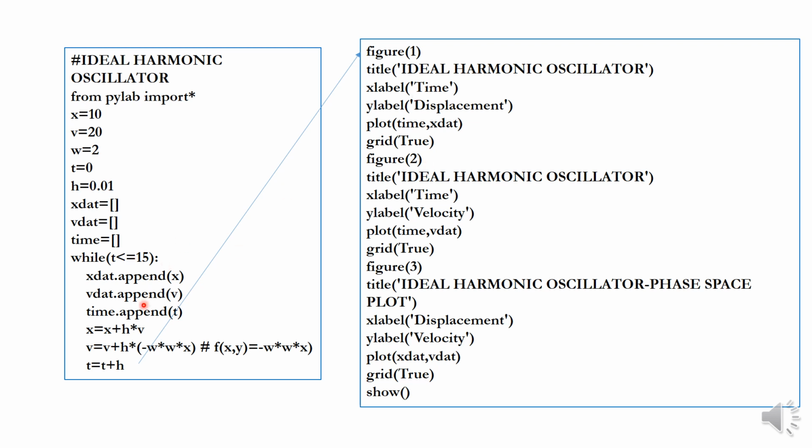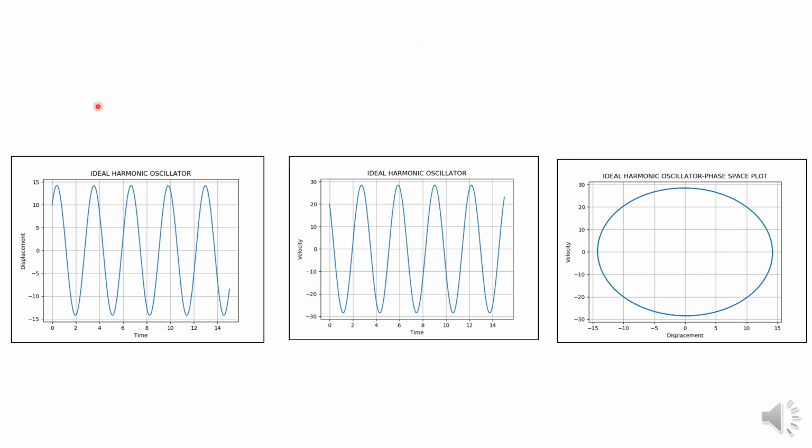Now these results are printed. In figure 1 we plot time versus displacement. In figure 2 we plot time versus velocity. In figure 3 we plot displacement versus velocity, that is equivalent to displacement versus momentum, that is the phase plot. So this is the result of the program.